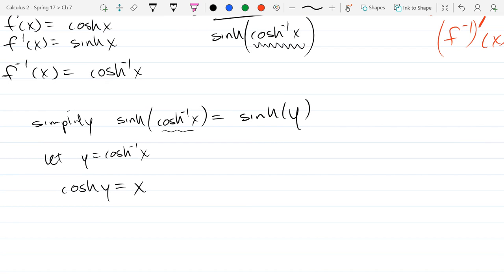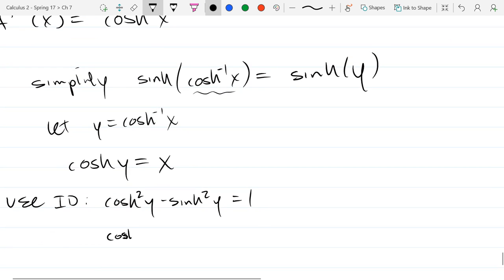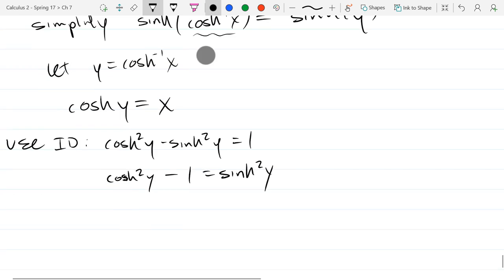How do sinh and cosh relate? There's a couple ways to relate them. We'll use that almost Pythagorean relationship that we used before, that cosh squared minus sinh squared equals 1. So this was our original identity: cosh squared y minus sinh squared y equals 1. So that means, let's subtract sinh to the other side, subtract 1: cosh squared y minus 1 equals sinh squared y, and now square root.